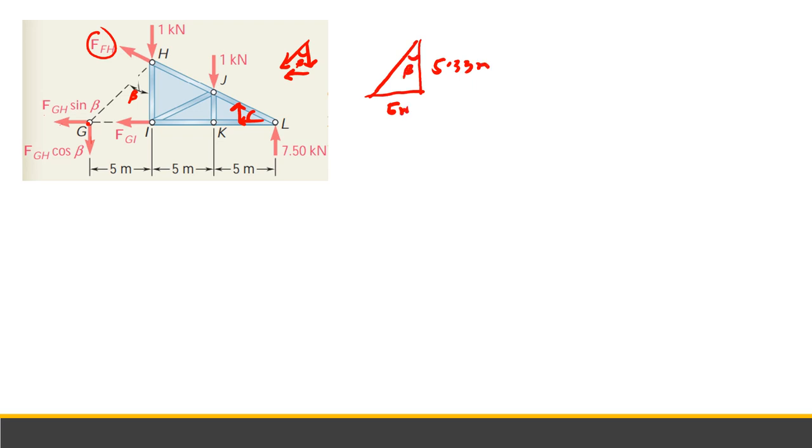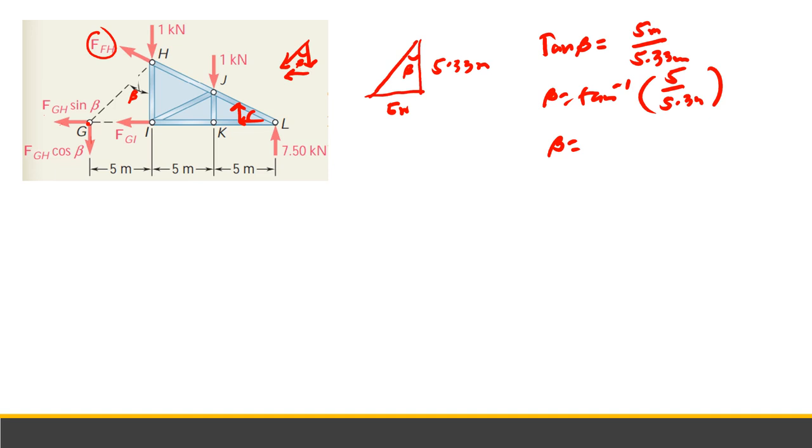And this is beta. So, ano yung gagamitin natin na equation dito? So, still yung tangent natin. So, tangent beta is equals to the opposite, which is 5 meters over adjacent 5.33 meters. So, beta is equals to the tangent inverse of 5 over 5.33. Calculate nyo. So, that is 43.15 degrees. So, yan na yung beta natin. 43.15 degrees.